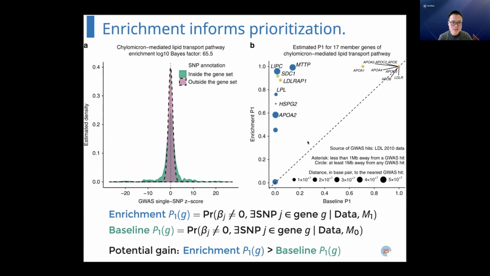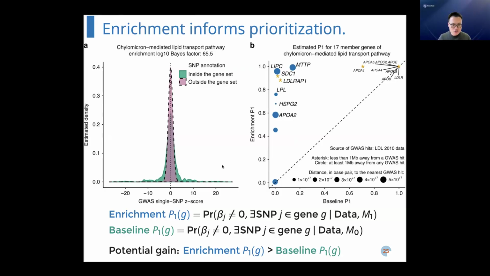So there's a very nice feature about our method. We have two applications, right? One is gene set enrichment and the other is gene association. Actually, the gene set enrichment can inform the gene association in a very natural way. So here's the same example of the LDL GWAS and the 17 genes related to lipid transport. So I have very strong enrichment here, okay?